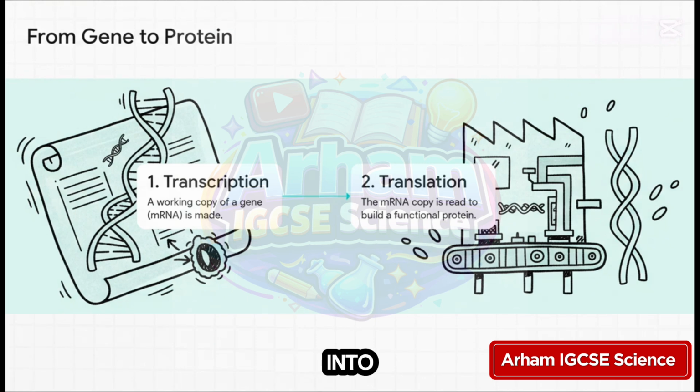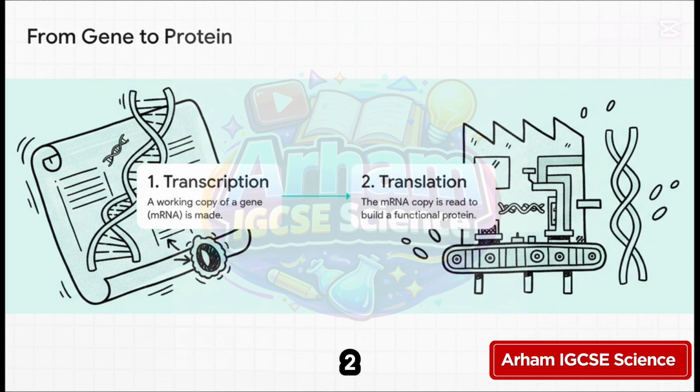We can break it down into two pretty simple steps. Step one is transcription. Think about it. You wouldn't take the original, priceless master blueprint to a muddy construction site, would you? No way. You make a copy. That's exactly what transcription is. The cell makes a temporary, working copy of a gene.